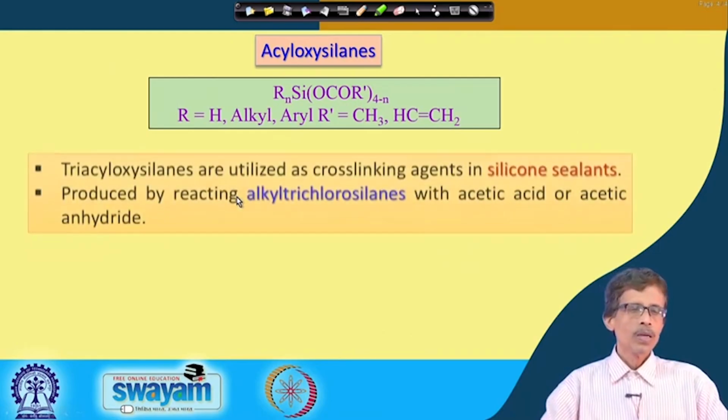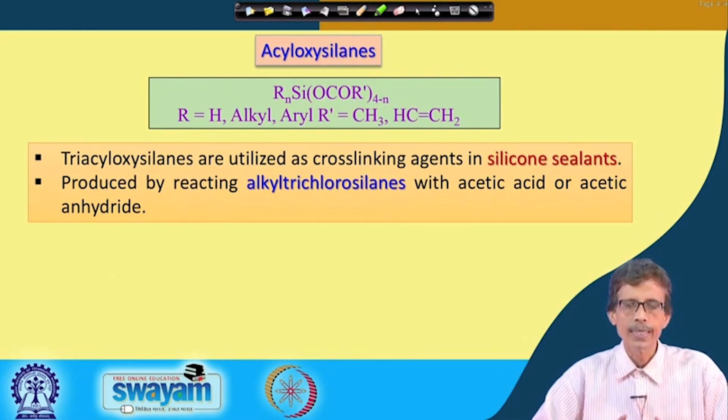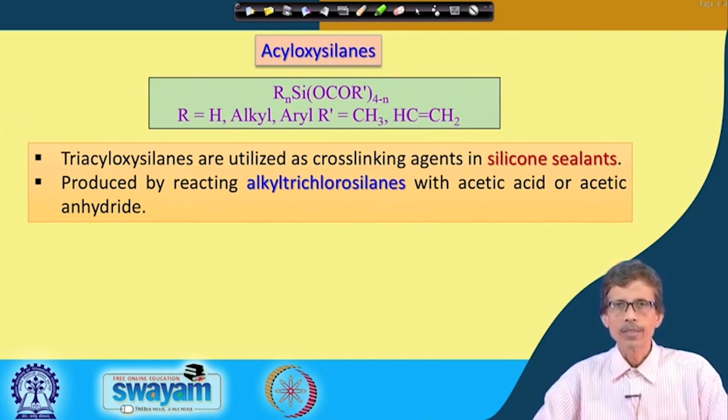purposes. So, we can have the corresponding acyl oxy numbers are 3 in number, that means you can have 4 minus n, n value is equal to 1. So, R, that means the alkyl function which can be your H even, or alkyl or the aryl function attached to the silicon is in number of 1, and 3 acyl oxy groups are attached to it.